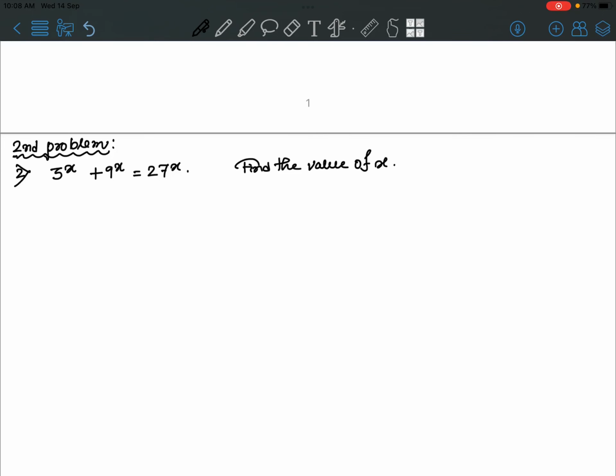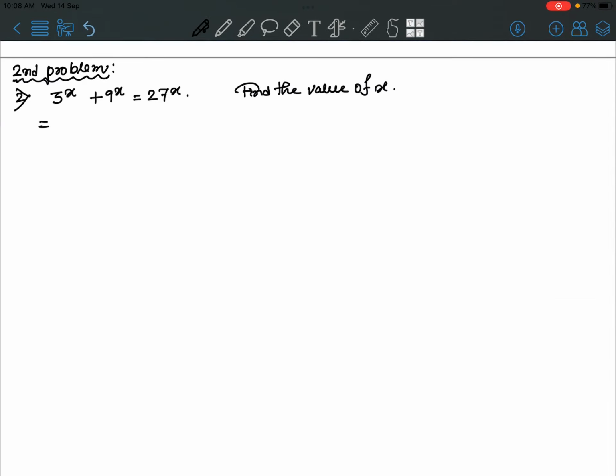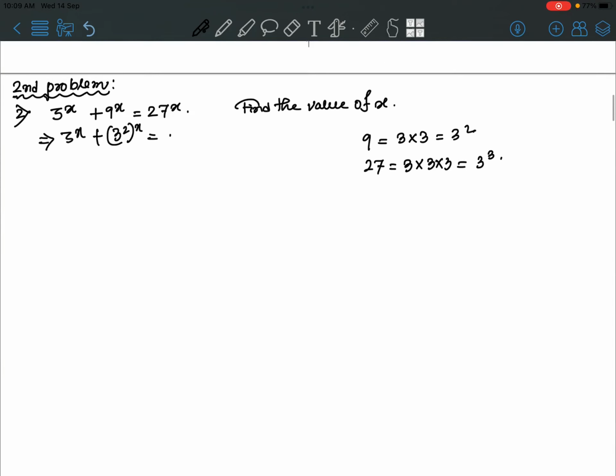The second problem is 3 to the power x plus 9 to the power x equals 27 to the power x. Now we can write 3 to the power x, and 9 after factorization we can write as 3 into 3, or 3 square. So we can write (3 square) whole to the power x equals, 27 after factorization is 3 into 3 into 3, which can be written as 3 cube. So (3 cube) whole to the power x.